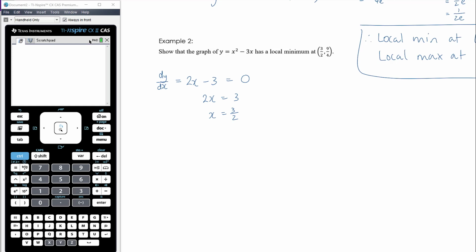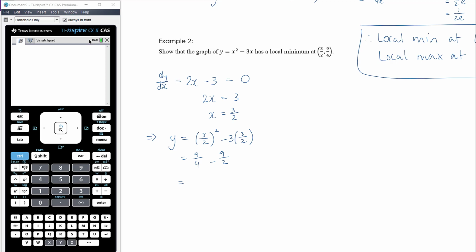We then need to put that value back into our equation to show that the y value at that point is 9/4. 3/2 squared minus 3 times 3/2. So that is 9/4 minus 9/2.